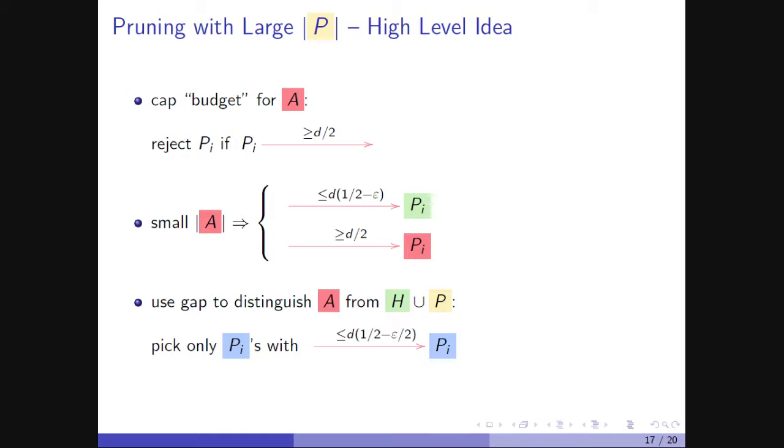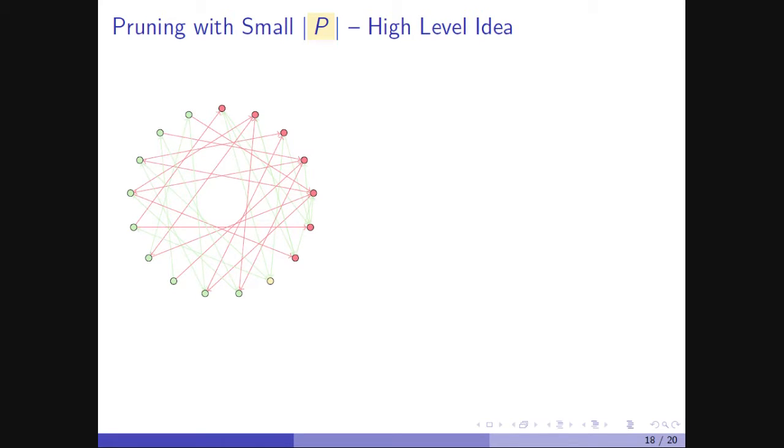And you can define a quantity that stays in between these two and use the gap to just kill everybody who's above this threshold. So if you're accused too much, you're out. And this is more or less how the scheme works in the budget algorithm. What about in the other case, when there are just a small number of passive players?